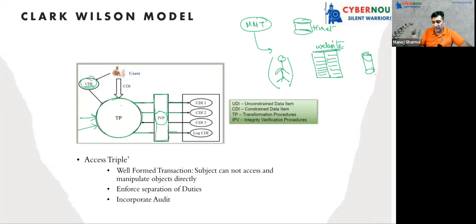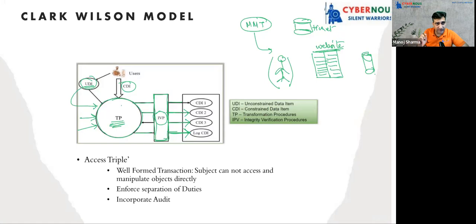Okay, so this is what is called the Clark-Wilson model, in which when a UDI data comes into the picture, it has to go through a transformation process, it has to go through an integrity verification process, and then as per the security policies implemented on this transformation process, we make sure that UDI is converted into a constrained data item. That means data which is pure and can go in your database. This entire arrangement is part of the Clark-Wilson model.